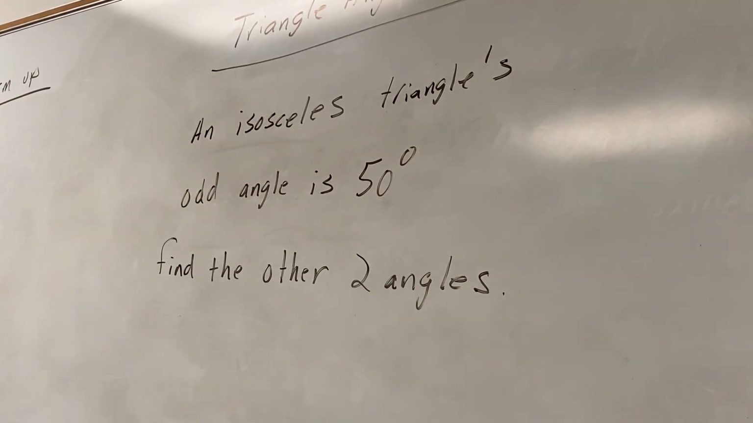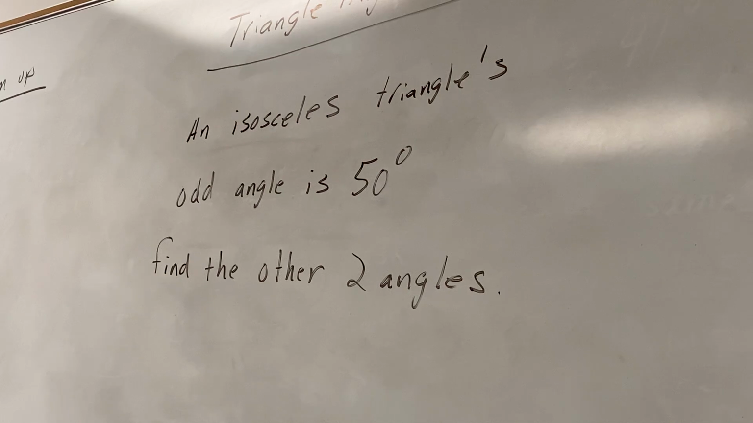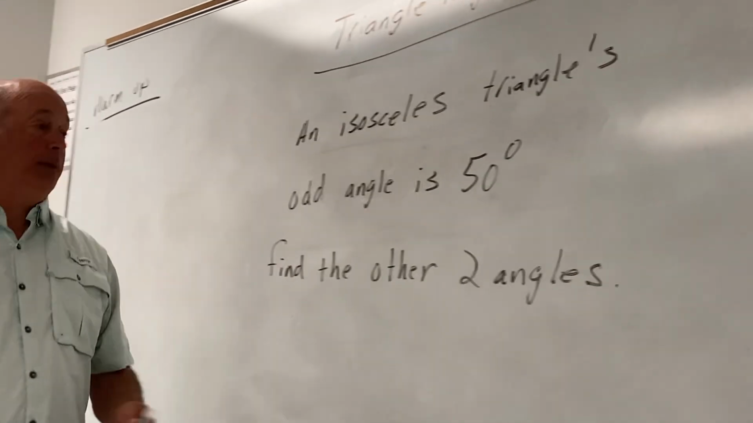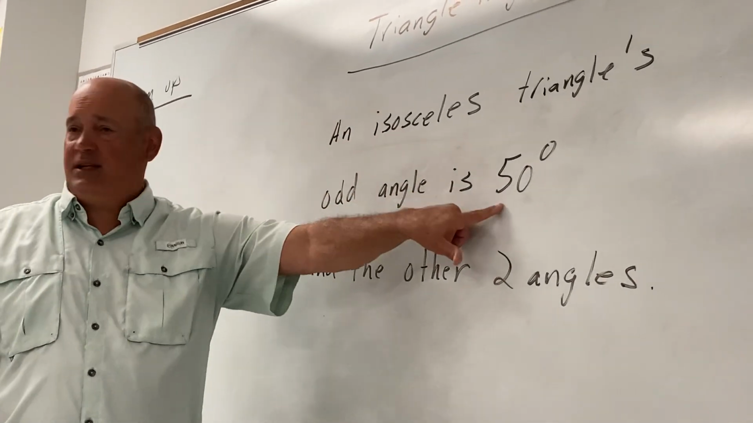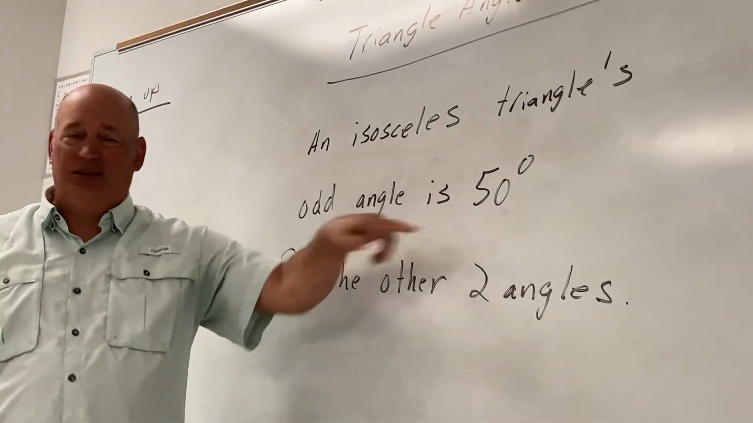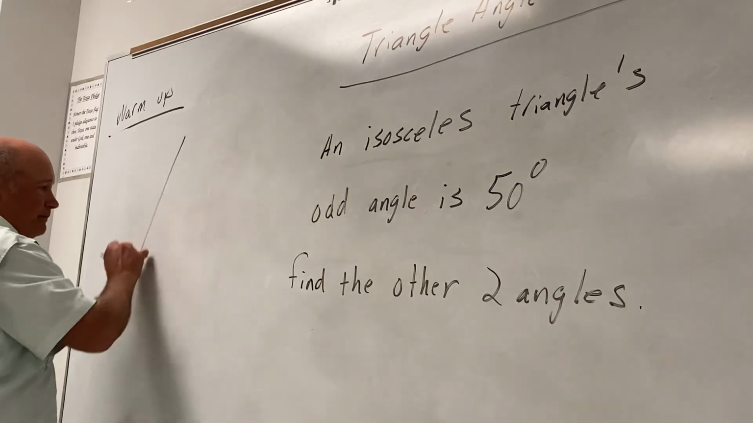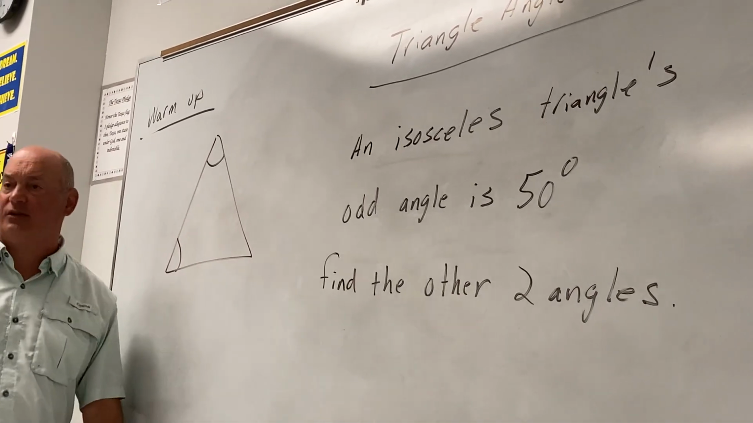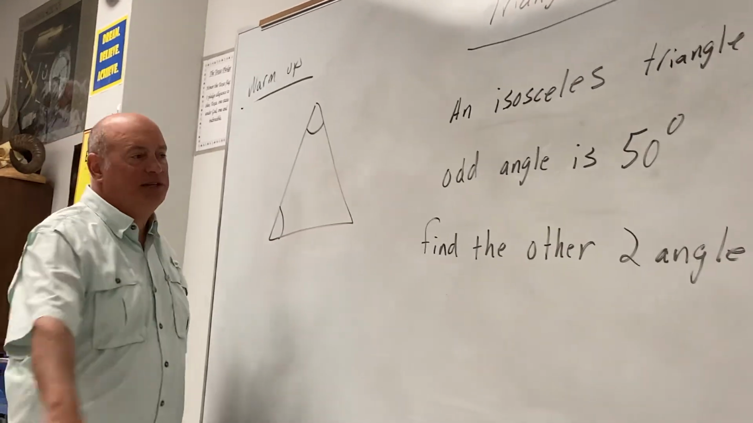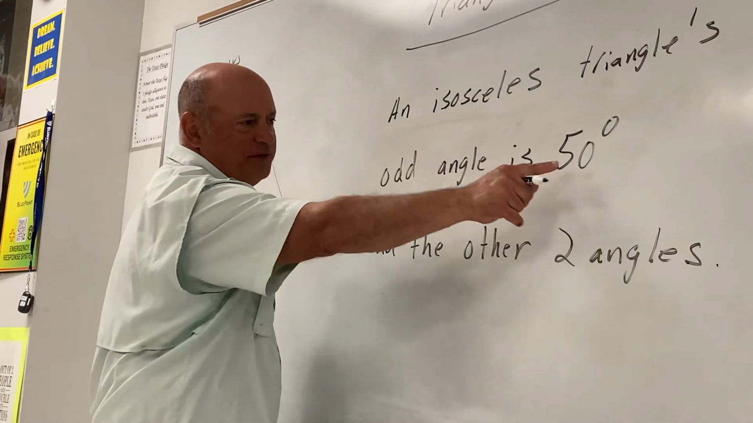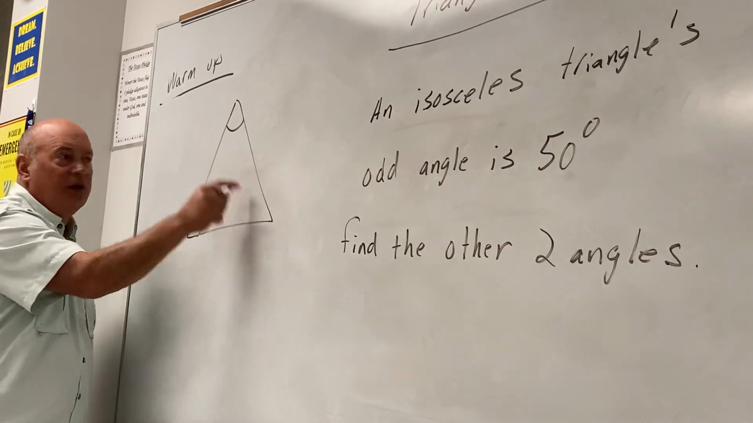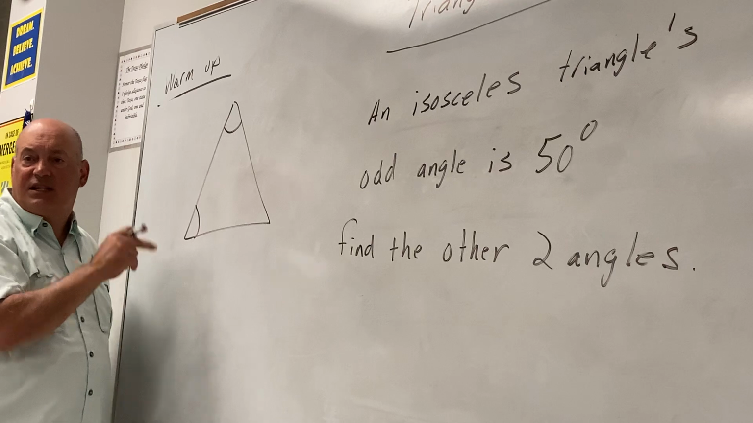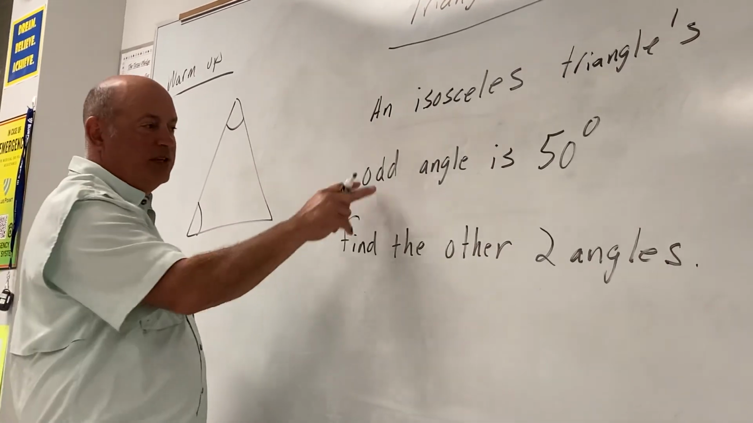Okay, tell me something about an isosceles. Two of the sides are the same. Two angles are the same. Well, let's just draw a picture over here. And I'm going to put little loops here to show the two angles that are the same. It says right here, the odd angle is 50. Is 50 this one, or is it these two? It's the one that says the odd one. So what does the odd one mean?